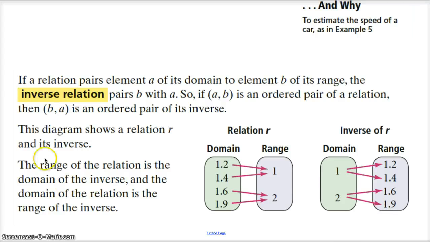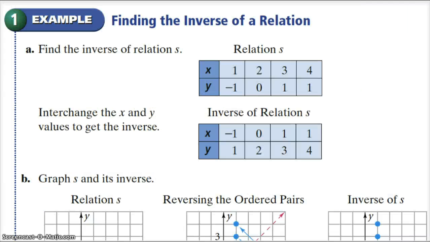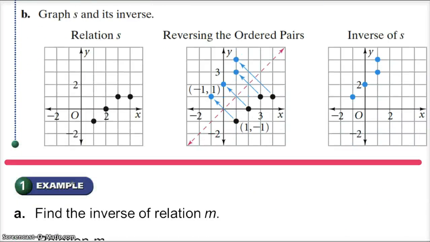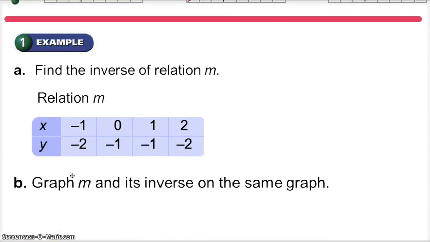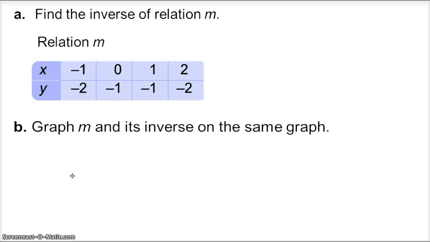All right, let's go ahead and see what's going on with these examples. Skipping over this because it's pretty easy. A, find the inverse of relation M. So we're given relation M, and to find the inverse, and I hate stacking it horizontally, so I'm just going to go ahead and do a vertical stack. So X, Y.